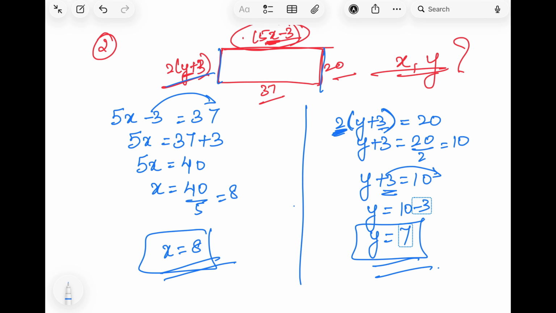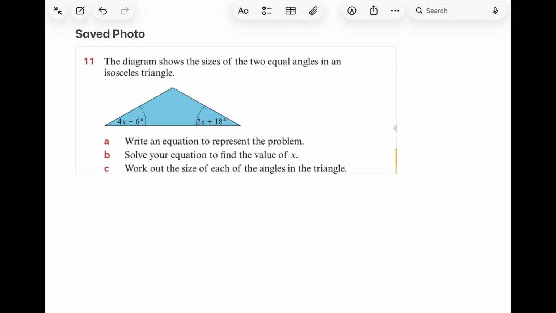Now let's take up one more example, and the last example, to solve questions like construct the equations and solve the equations also. So the last example for this topic is: the diagram shows the size of the two equal angles in the isosceles triangle. Can you again see this is an isosceles triangle, right? That means this side and this side will be equal. The base is not equal.